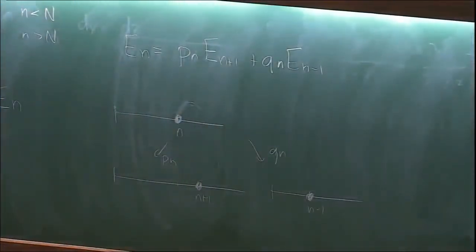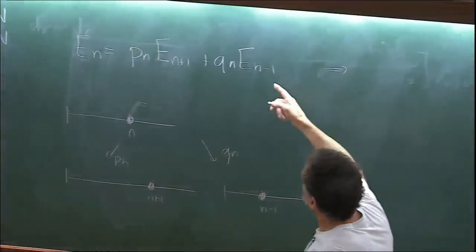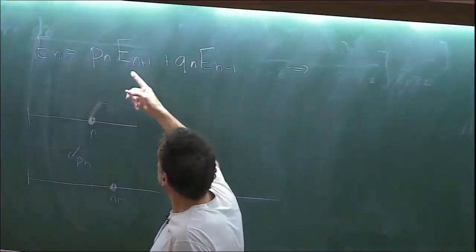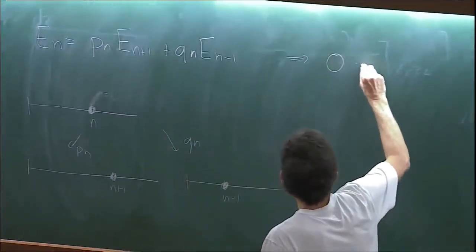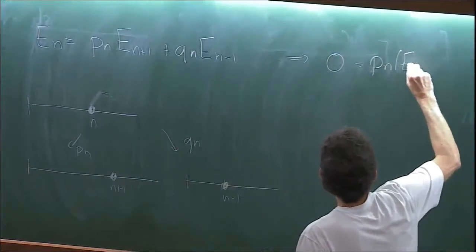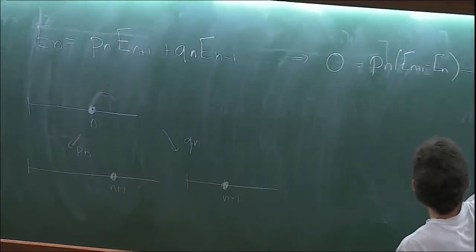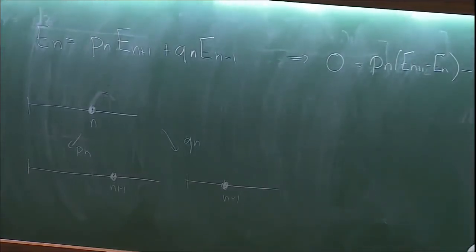Now, to solve this equation, this is kind of like if you were taking a basic graduate course in stochastic processes, this would be like stochastic processes 501. The way that one solves this is you see it kind of looks like a second order equation, but you can make it into a first order equation by bringing this over to the right-hand side. So let me write this as 0 equals P_n (E_{n+1} minus E_n) minus Q_n (E_n minus E_{n-1}). So I've turned it into a first order recursion for the difference.